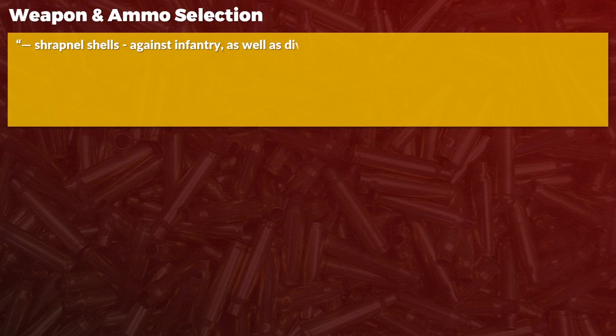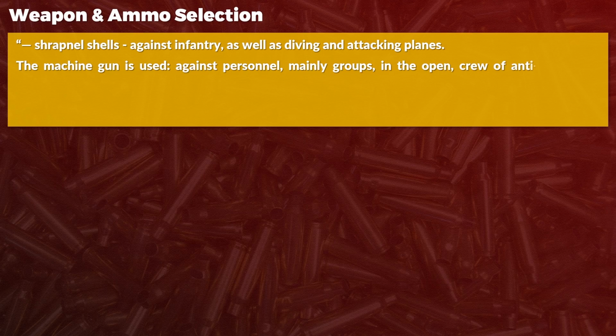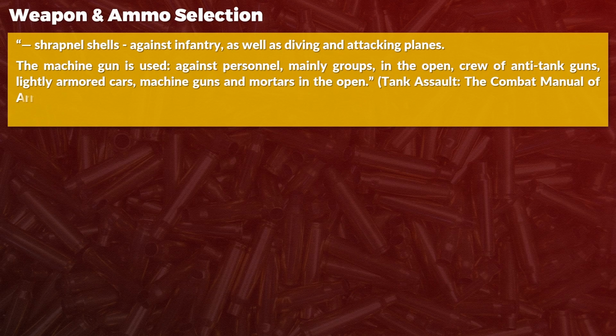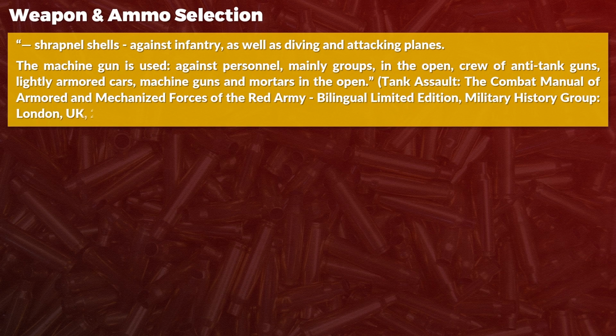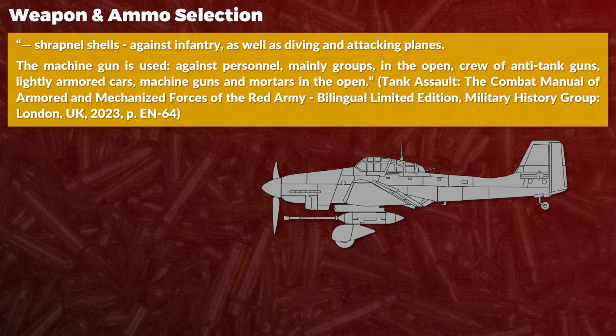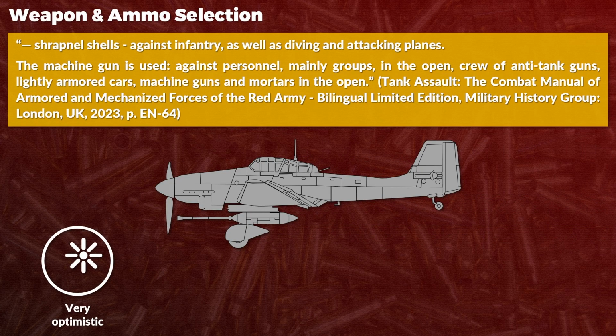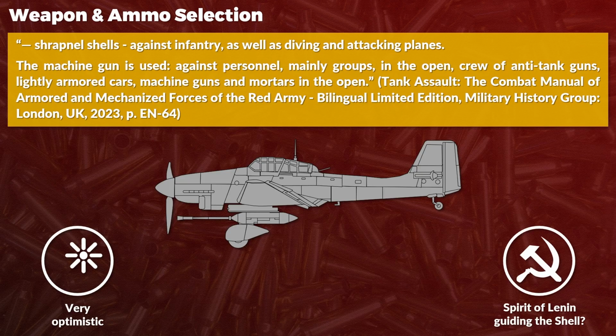Shrapnel shells, against infantry as well as diving and attacking planes. The machine gun is used against personnel, mainly groups, in the open, crew of anti-tank guns, lightly armored cars, machine guns and mortars in the open. Although I must add, using shrapnel shells against aircraft seems rather optimistic, unless the spirit of Comrade Lenin personally would guide the shell. Just to be sure, I also asked 2 aviation historians about it, and they agree as well. About the optimism, not Lenin.